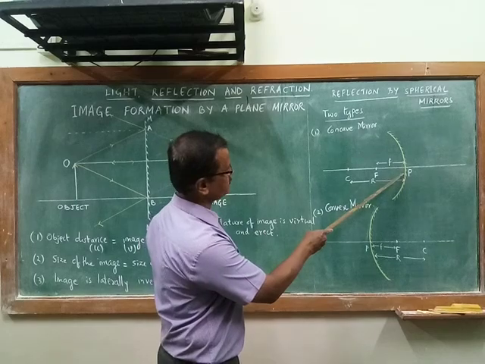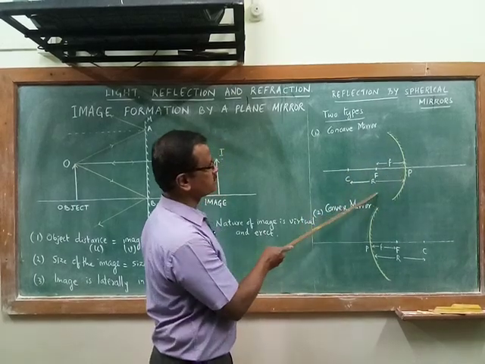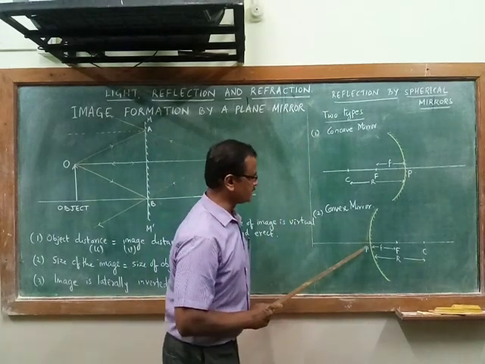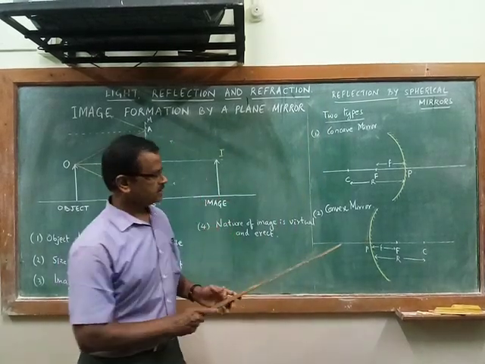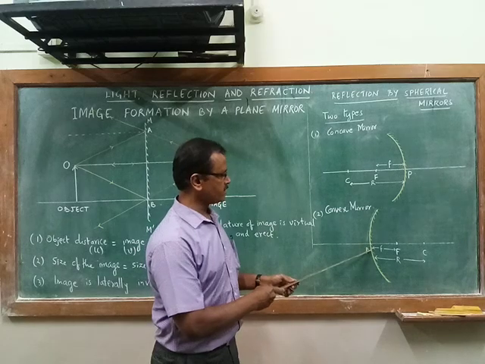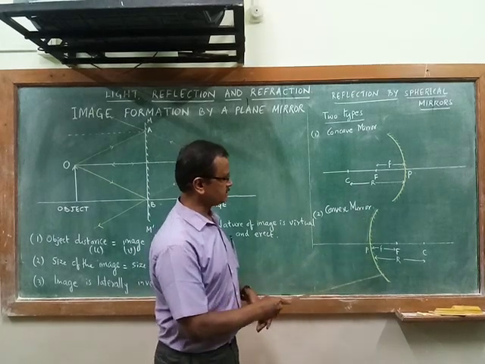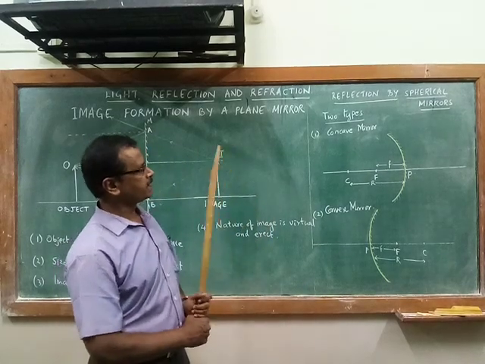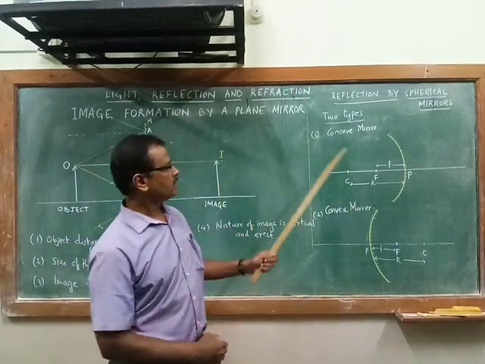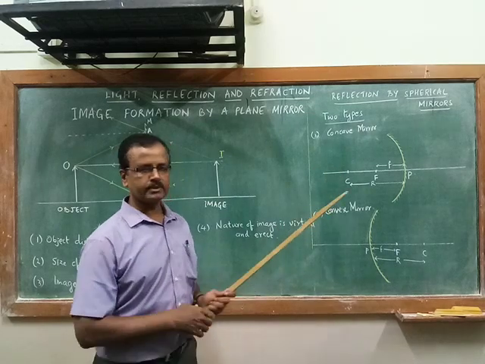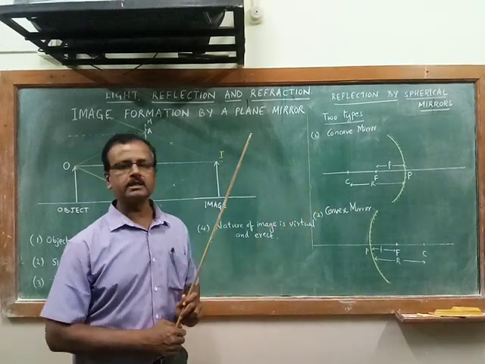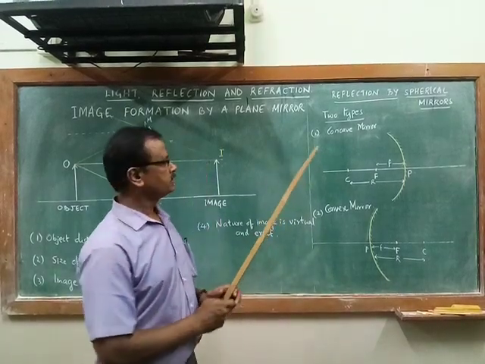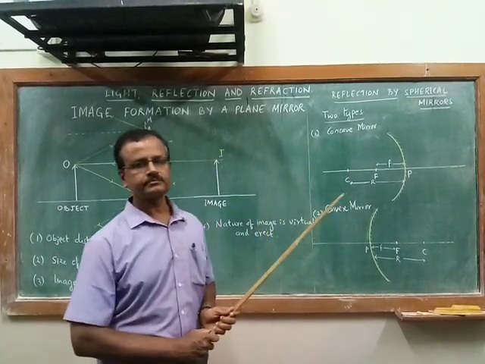So here the reflecting surface is bulged inward, therefore it is called a concave surface, a concave mirror. Here the reflecting surface is bulged outwards, therefore it is called a convex mirror, and the non-reflecting surface is shown on the other side. Now before we study the image formation by a concave mirror or a convex mirror, we need to learn certain important terms related to these spherical mirrors.